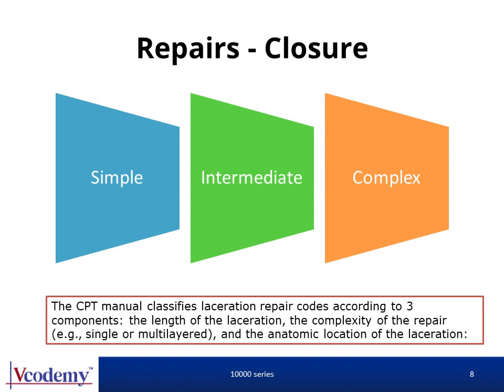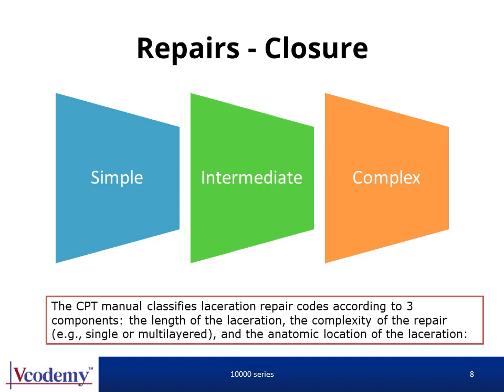Next topic is repairs. Repair of wounds, lacerations, also known as closure. The CPT manual classifies the laceration repair codes according to three components: the length of the laceration, the complexity of the repair, either single or multi-layered, and the anatomic location of the laceration. Where is the laceration located on the body? Based on that, you will be picking the correct CPT code. What are the three types of closure? You have simple, intermediate, and complex closures available.